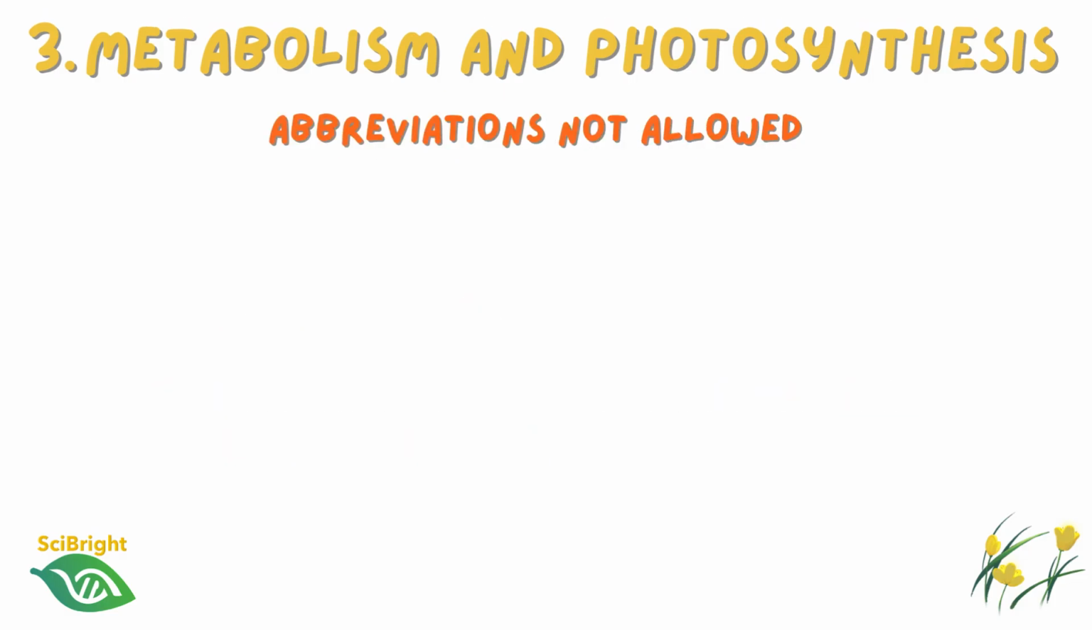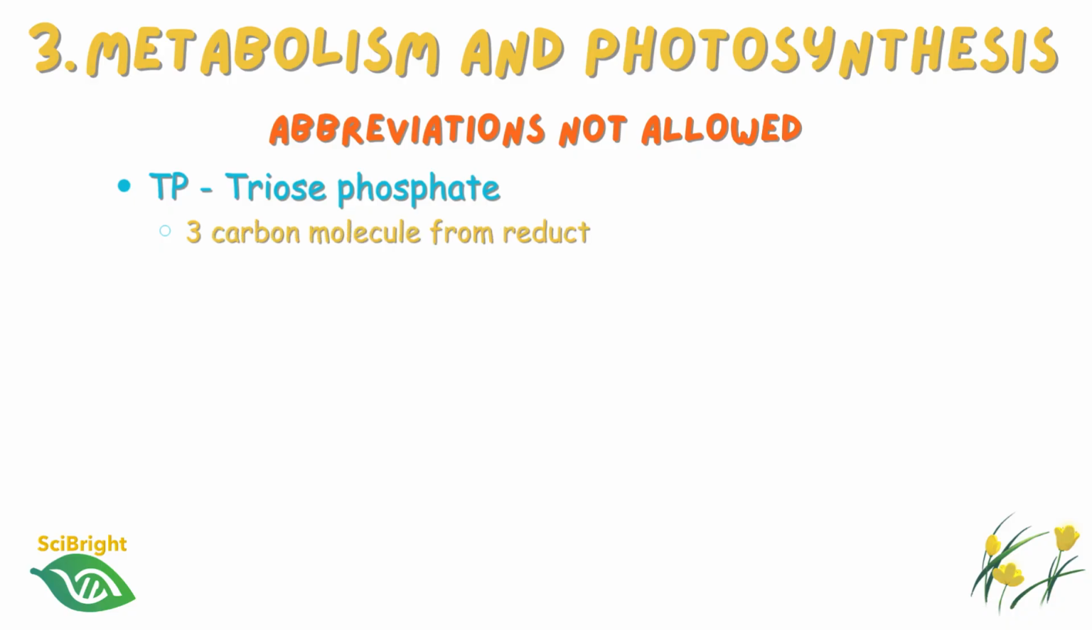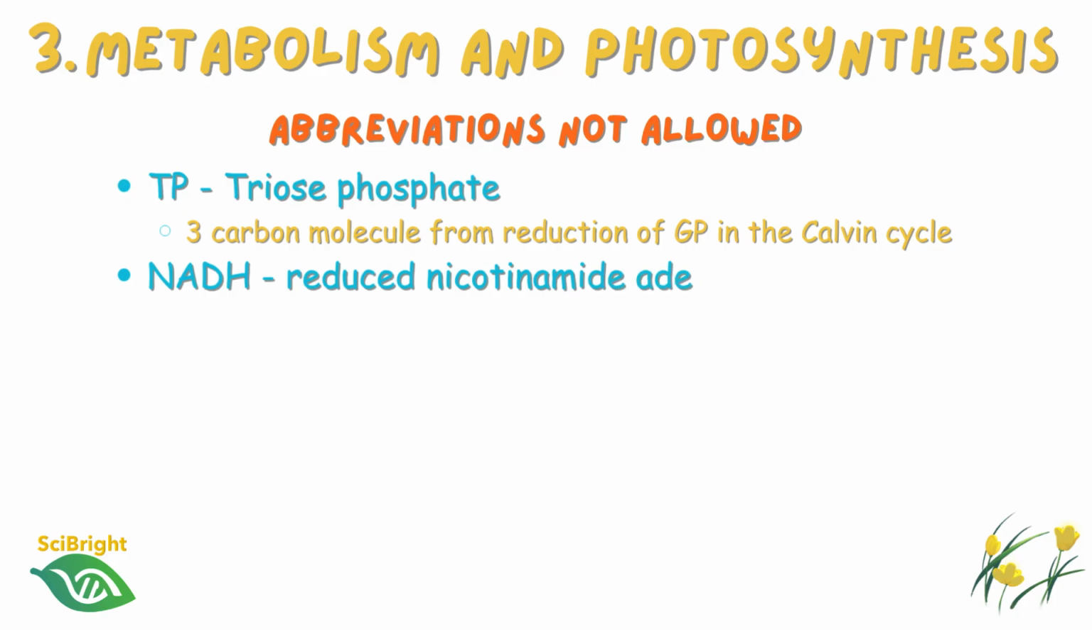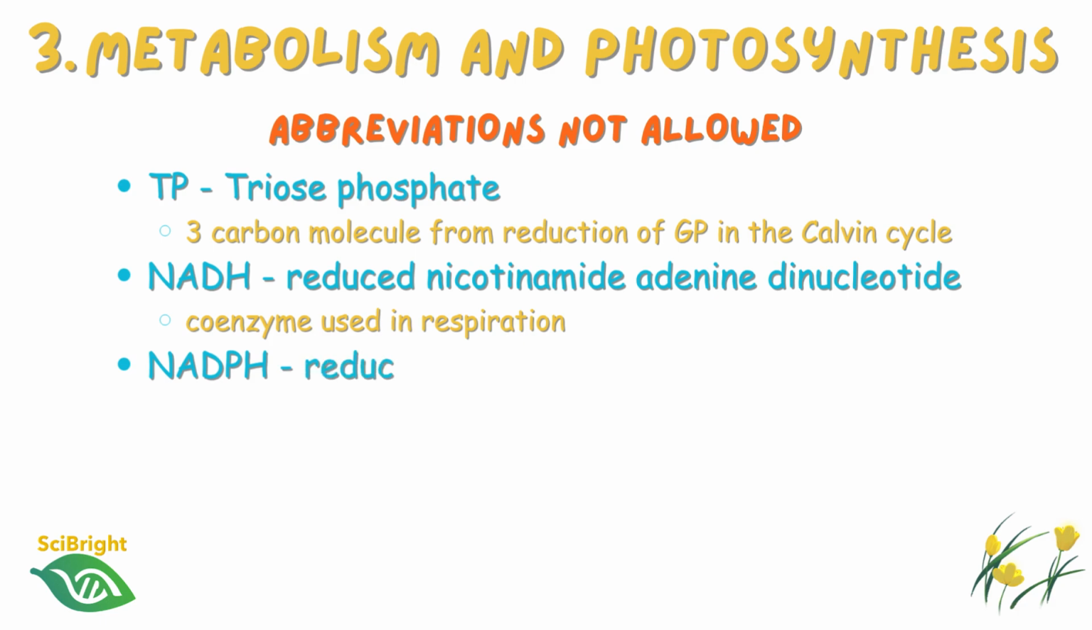Now let's look at those that are not on the approved abbreviations list, and I think these 3 are going to catch students out the most. TP is not on the list as an approved abbreviation for triose phosphate, so you must always refer to it as triose phosphate in your answers. The abbreviation hasn't been accepted in mark schemes for a few years now, and it still catches some students out. Remember, triose phosphate is produced from the reduction of GP in photosynthesis and used to build glucose or regenerate RUBP.